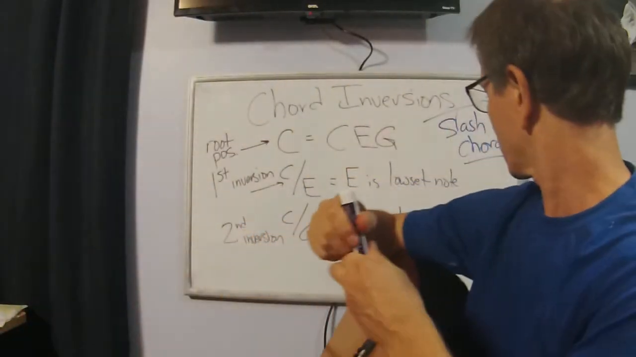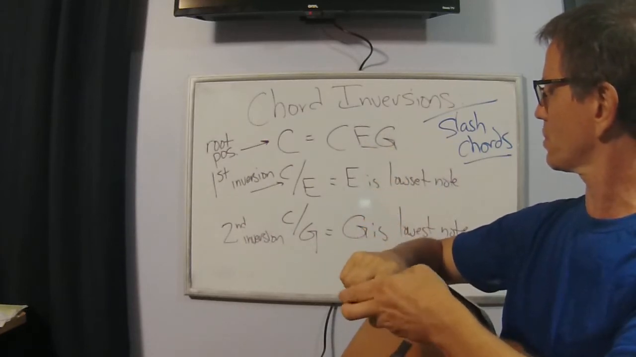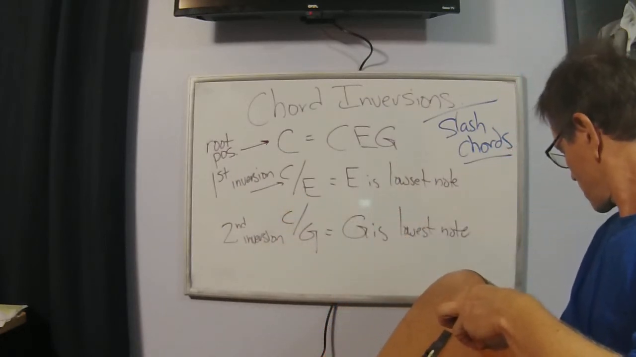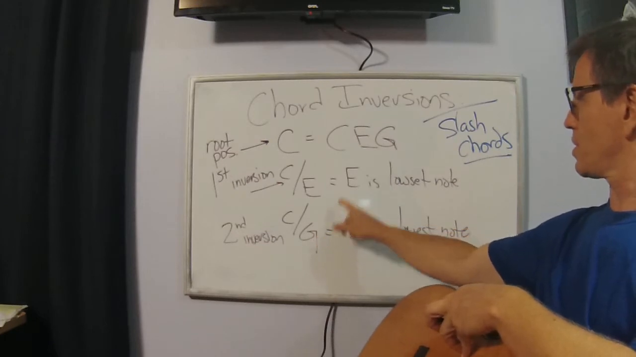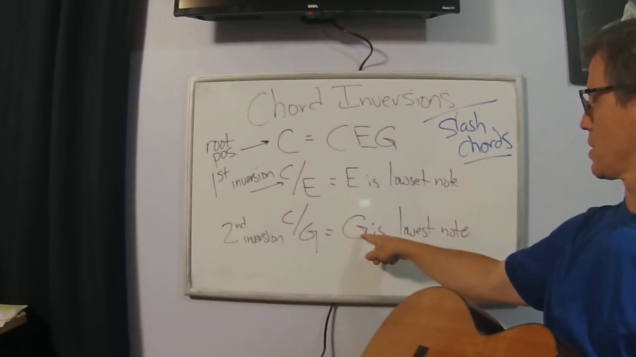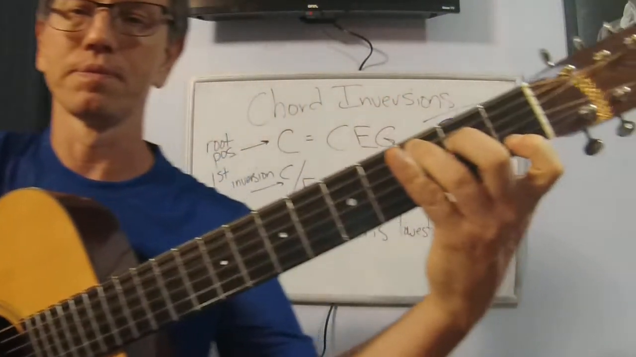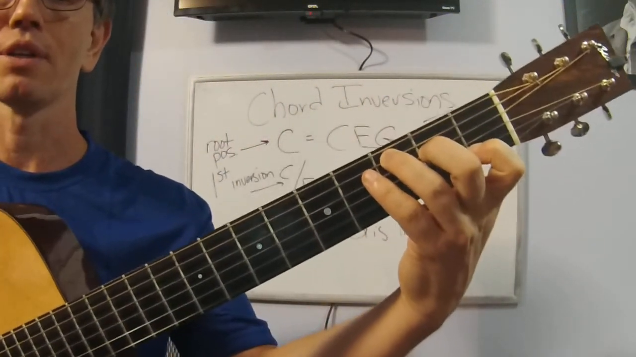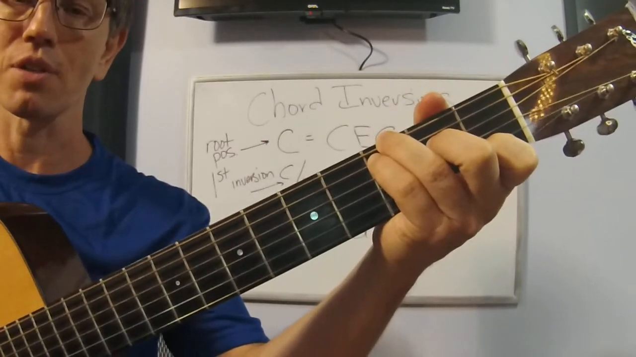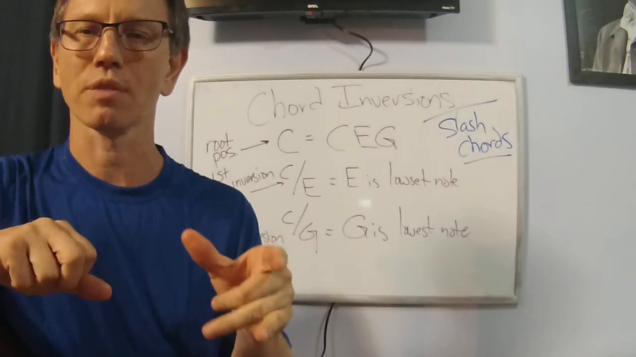Now if we take the fifth of the chord, the other note of the chord, the G, if we make that the lowest note, that is second inversion. So C/E is first inversion. A C/G is a C chord in second inversion. And this is where the G is the lowest note that's being played. So if we take this C chord and we find G as the lowest note, now we get, so it sounds fuller.